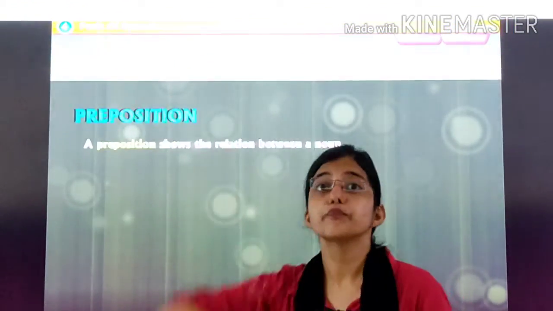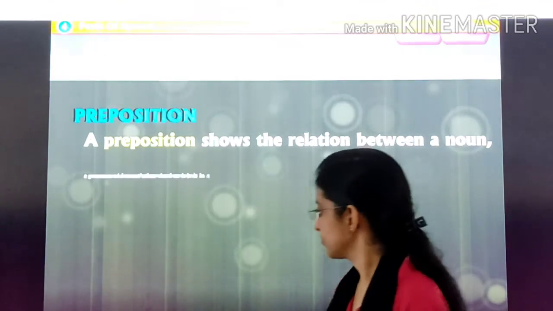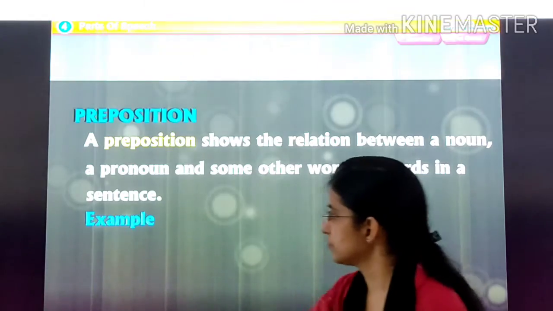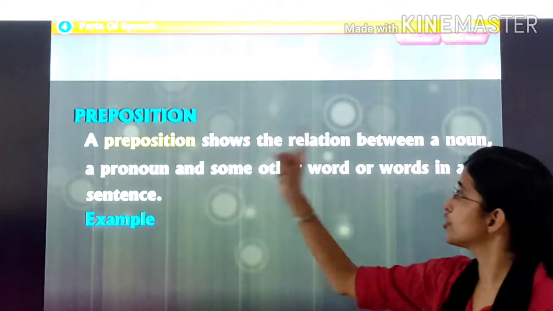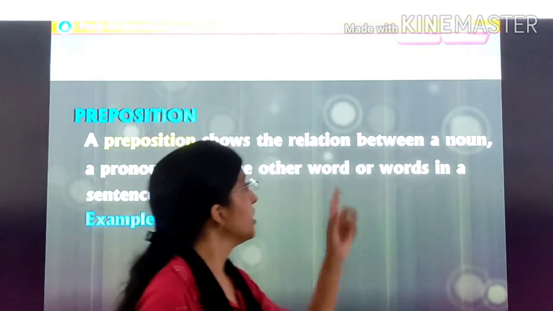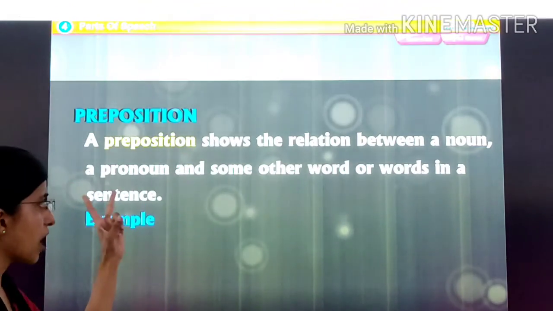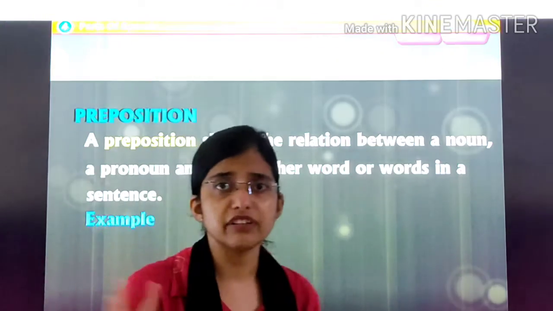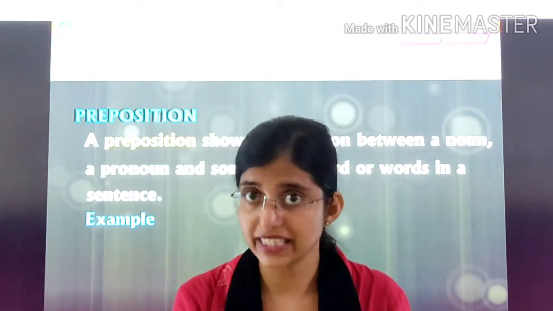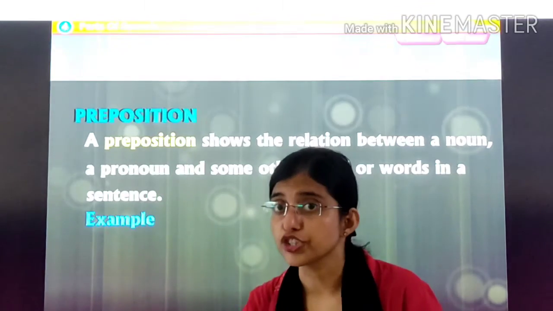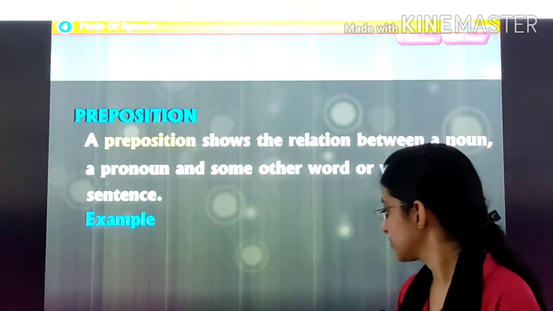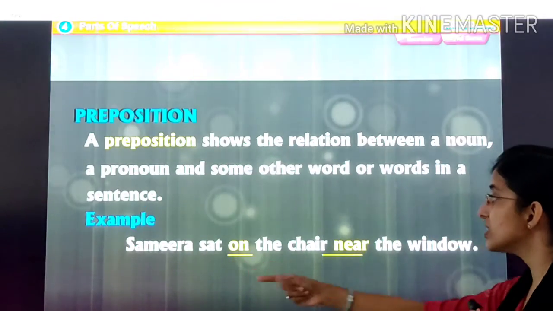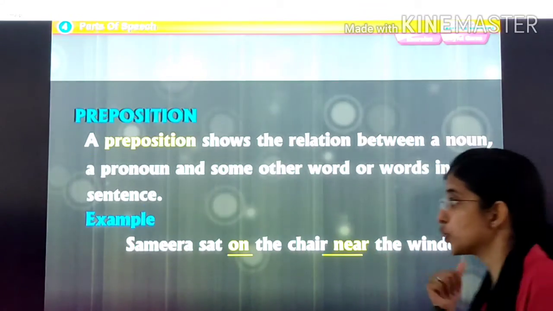Now next is preposition. A preposition shows the relation between a noun, a pronoun and some other words in a sentence, which gives us a relation between different words in a sentence. That is a preposition, जो हमें relation बताए. Example: Samira sat on the chair near the window.